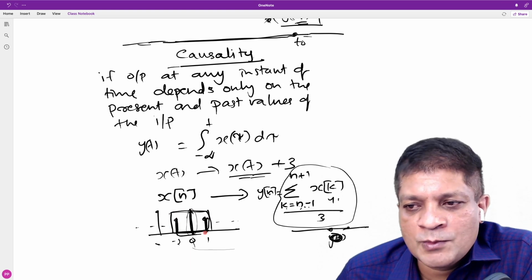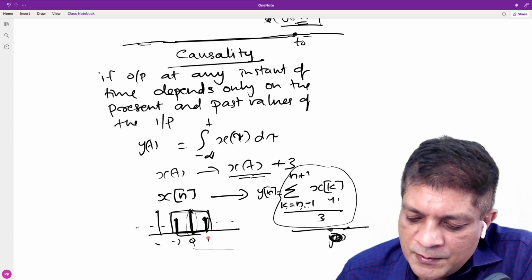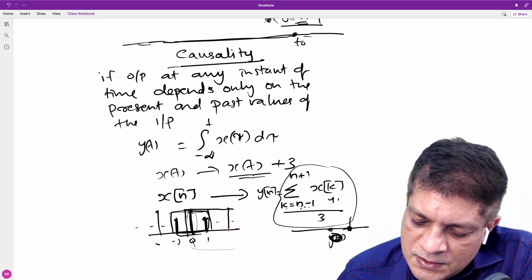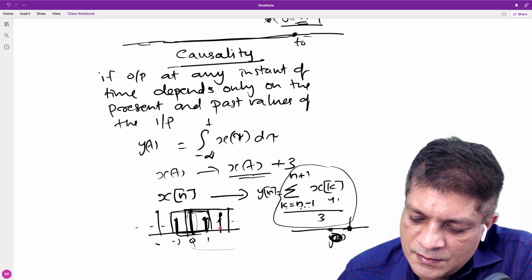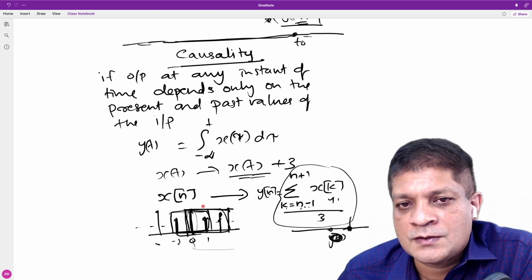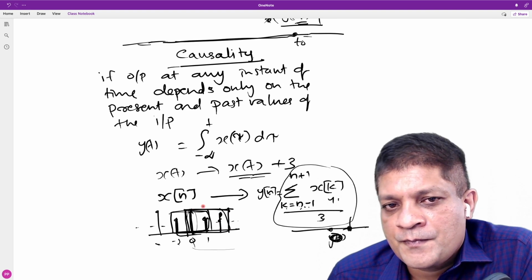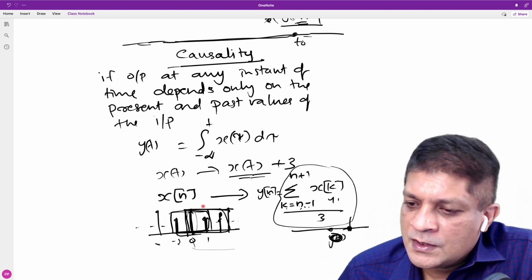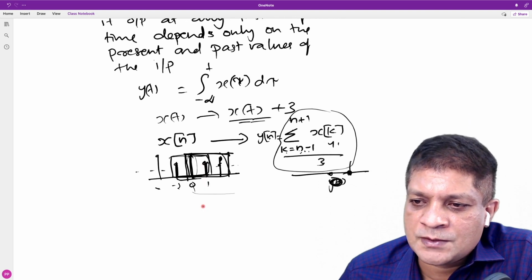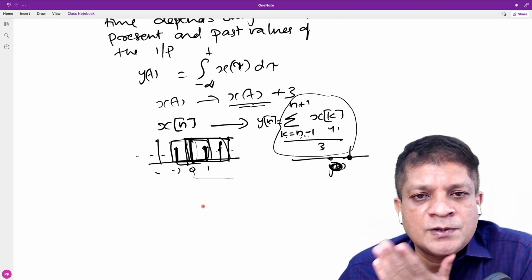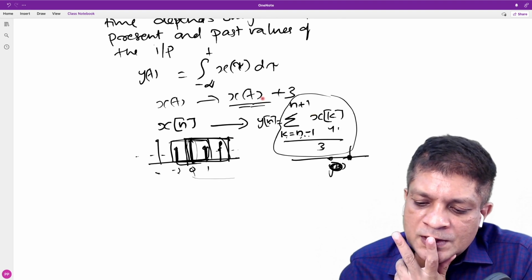This is called a moving average system because if you consider the output at 1, then this is the average of these three values. So it is called a moving average system. Is it a causal system or non-causal system? Non-causal.